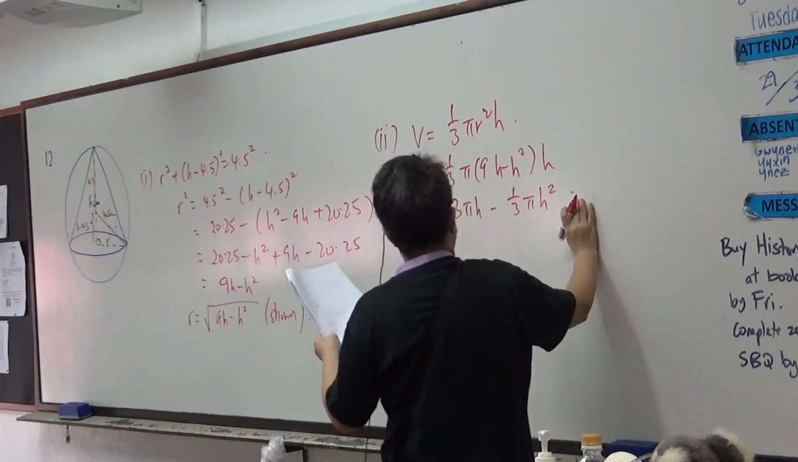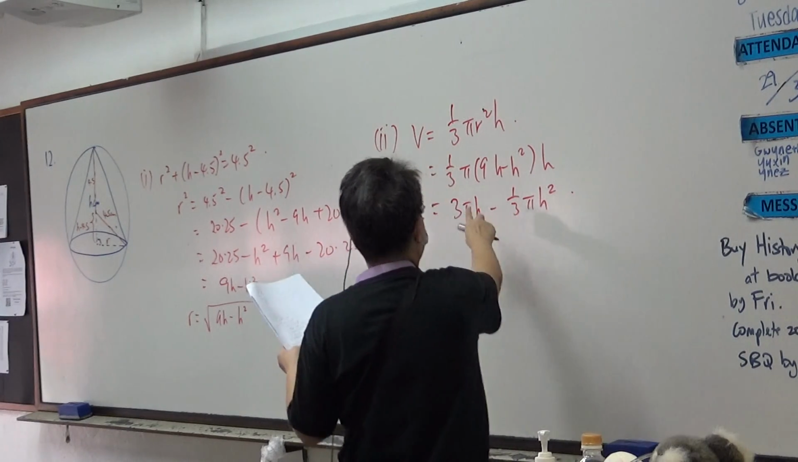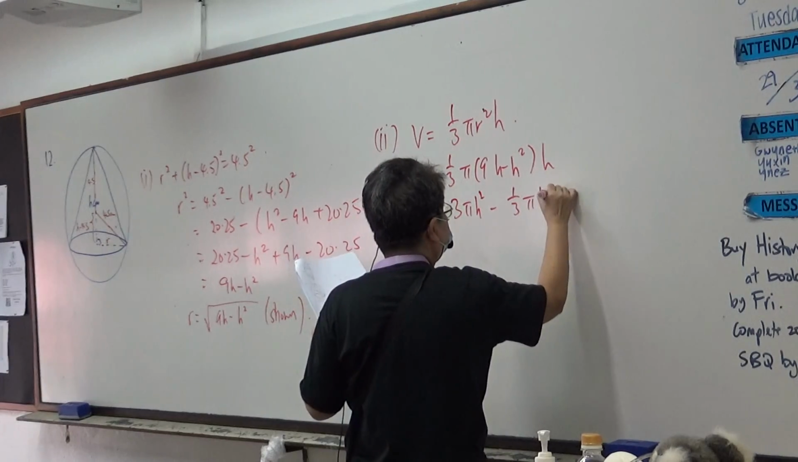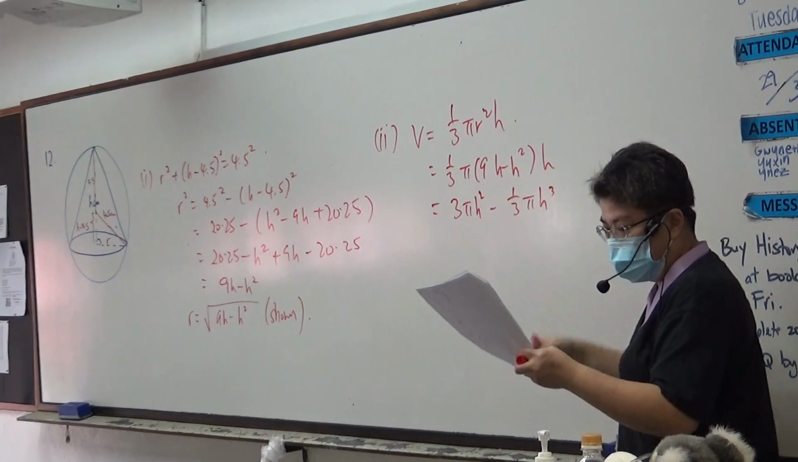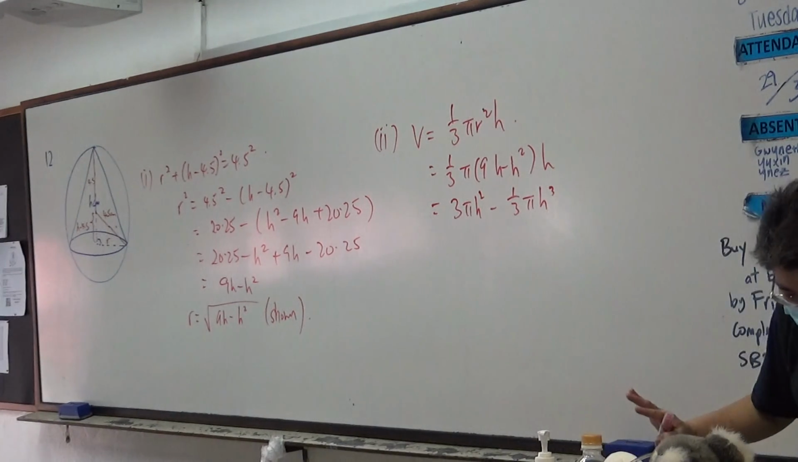No, not squared. Did I make a mistake? 1/3 pi r squared h. There's another h. Oh sorry, this is a square, this is a cube. Am I right? Because there's another h there. Correct now. So can you see part 2 is done already?